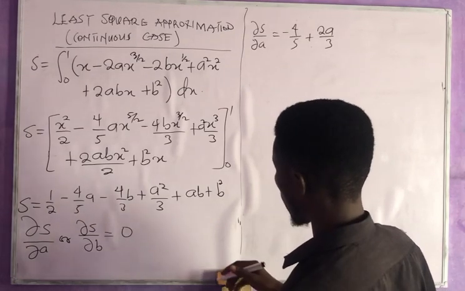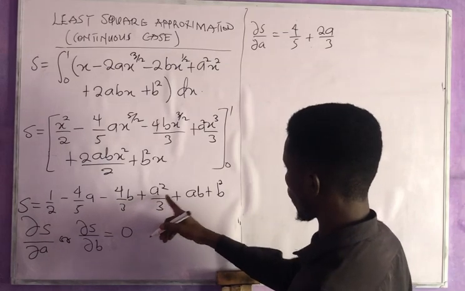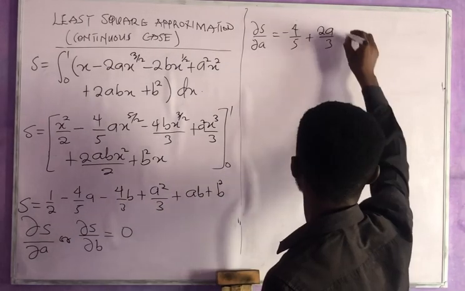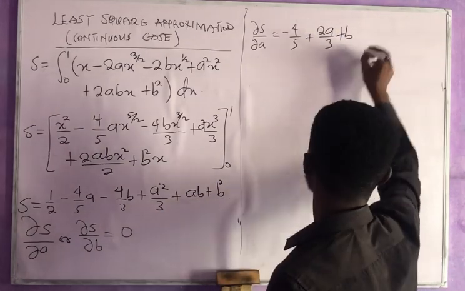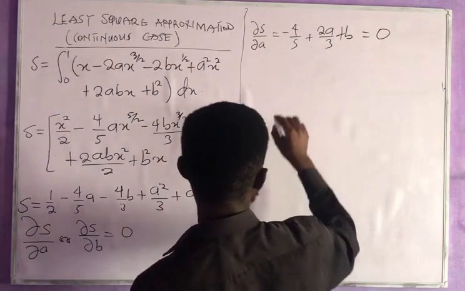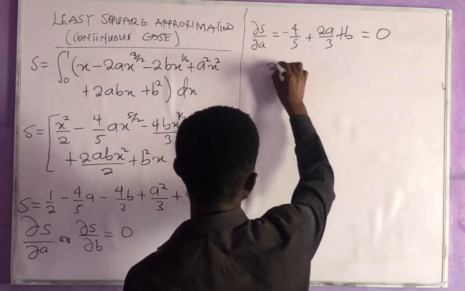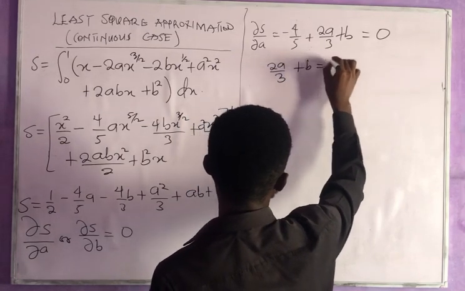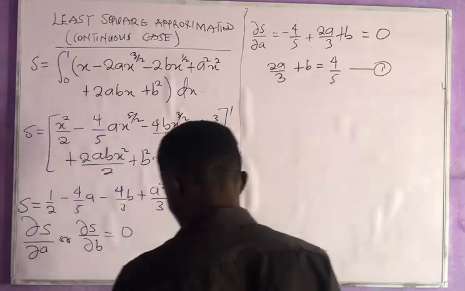Then let's also look at this. If I differentiate with respect to a, this one will be 1, leaving b, and this one will go to 0. So equate this to 0. It means that 2a over 3 plus b is equal to 4 over 5. You name this one as equation 1.